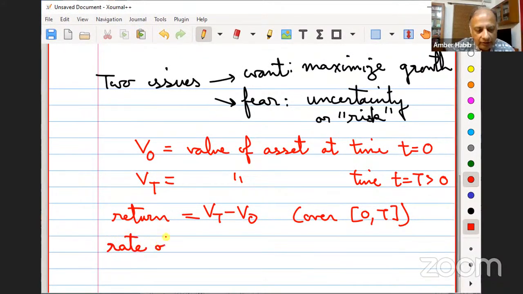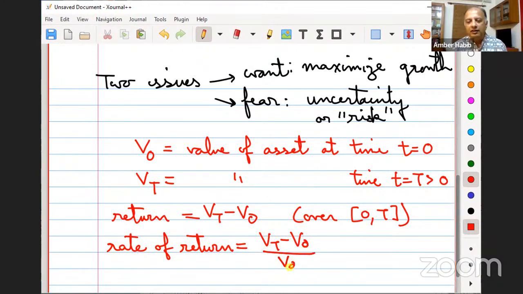So that is actually the key number, and it's called the rate of return. You take the return, but then divide by the initial value that you had. So how much did you gain per unit that you invested? This is the key number that we look at. For an investment, this is the rate of return that we want to be high. And we will usually denote this by the letter small r.